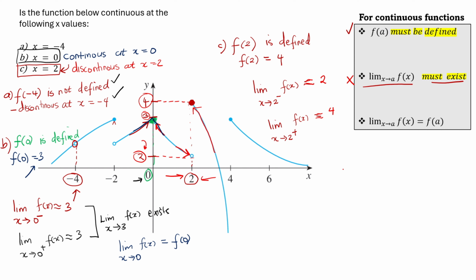Why is the function discontinuous at x equals 2? Because the limit as x tends to 2 does not exist. How do you prove that the limit does not exist? These two values, which are the limit from the left and the right, are not equal. So immediately when they are not equal, you can say that the limit does not exist.